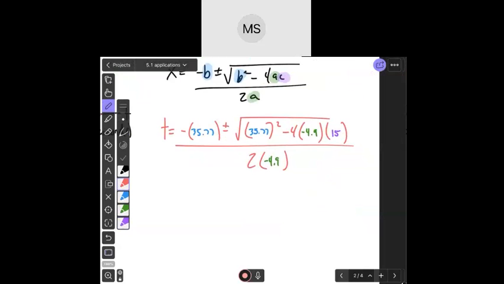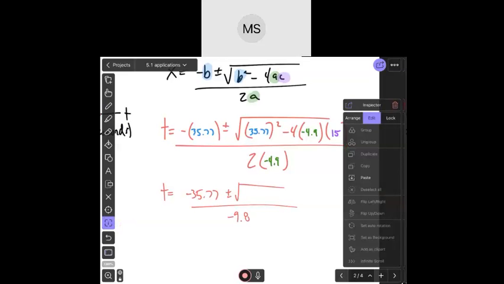I really suggest you do as much of this as you can in your head. Of course, the front of that is just negative 35.77 plus or minus. That's all going to be over 2 times 4.9, which is 9.8, so 9.8 is going to be negative. But trying to do all that under the radical is not going to be easy, so we'll use our calculator for that.